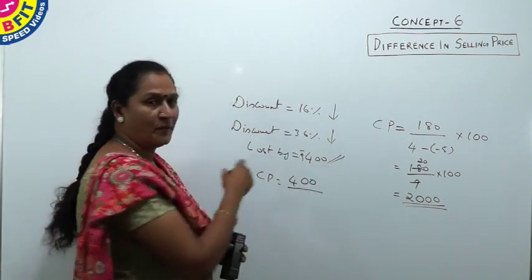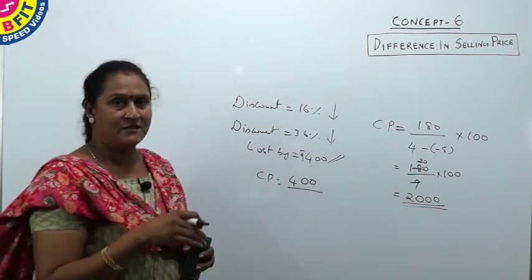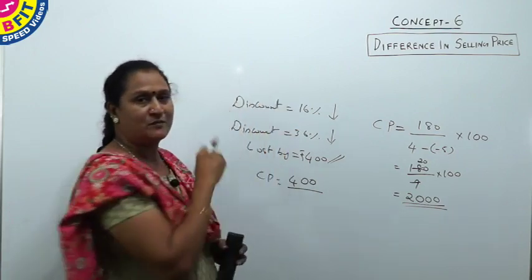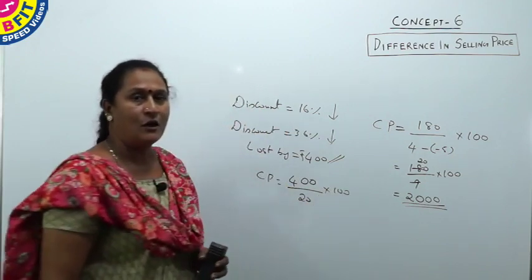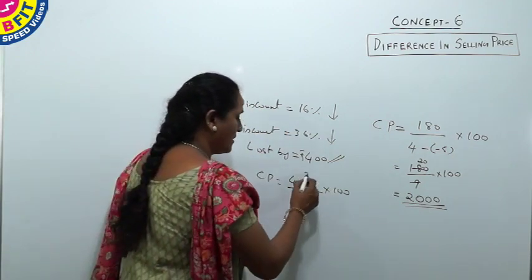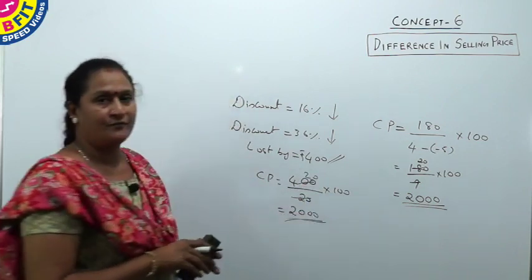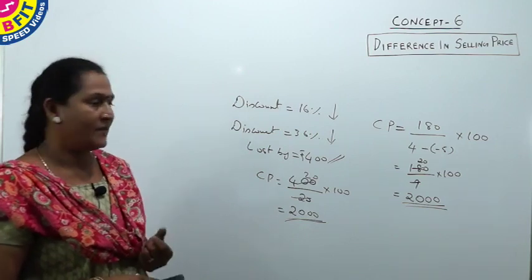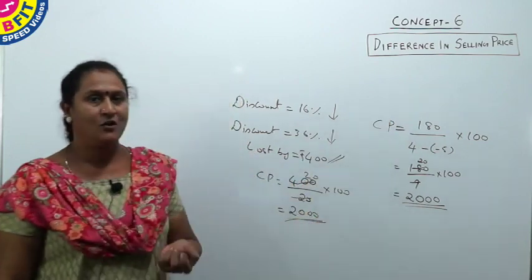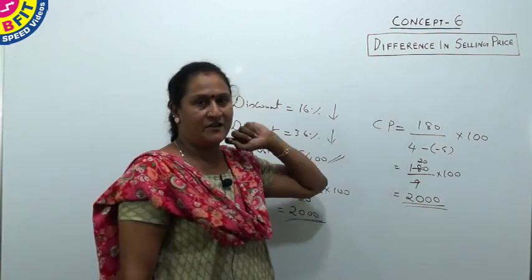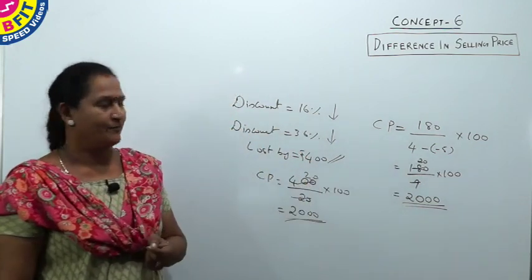And what is the denominator part? It is the difference in loss percent. Discount means selling for less, that is loss percent. Subtract 36 minus 16, so it is 20, into 100. Now what will be the cost price? Here it is again 2000. So whenever you read that the difference in selling prices is given, you can find the cost price directly by dividing the difference in selling price by the difference in profit percents or loss percents, into 100.